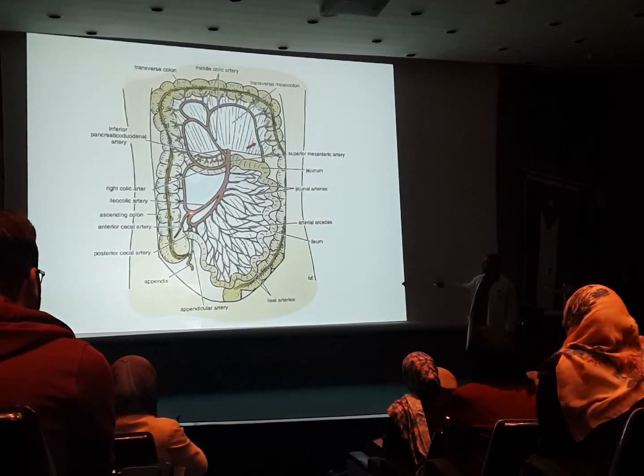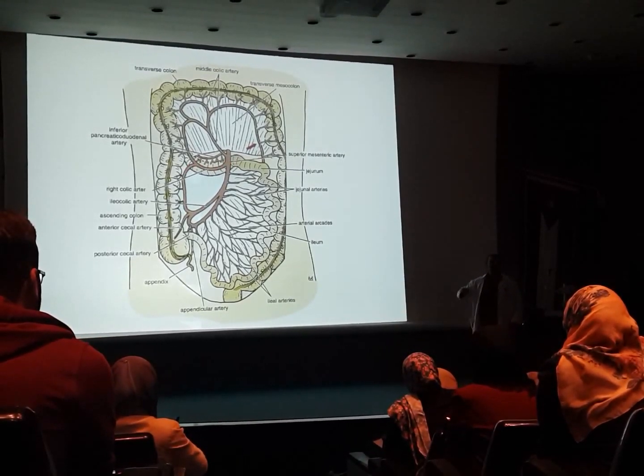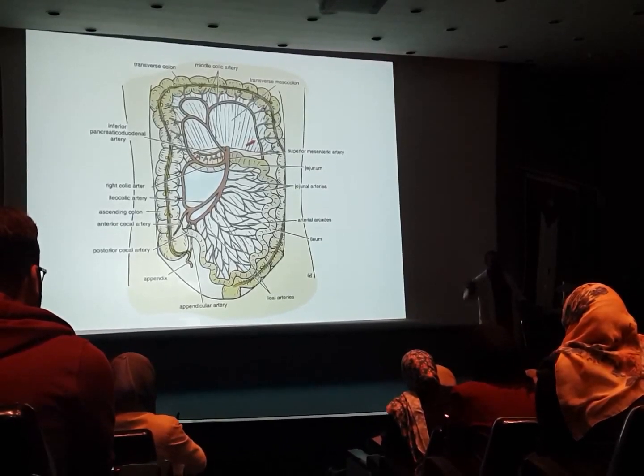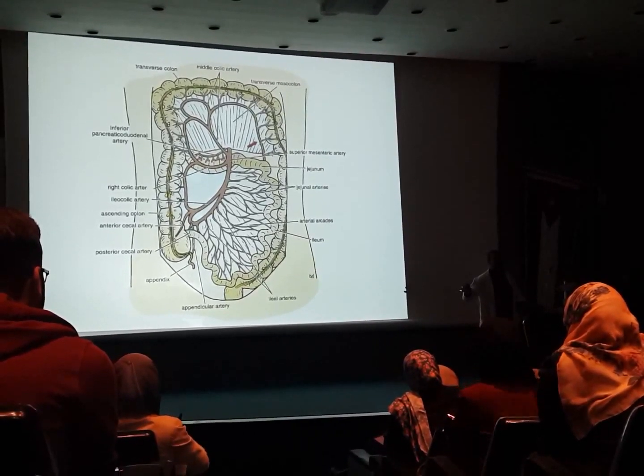One will go up to unite with the right colic. The right colic, this is after ileocolic, from the superior mesenteric. Why is it called right colic? It goes to the right. What's there? The ascending colon.